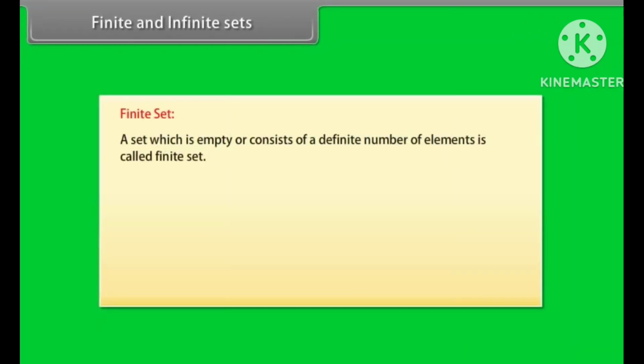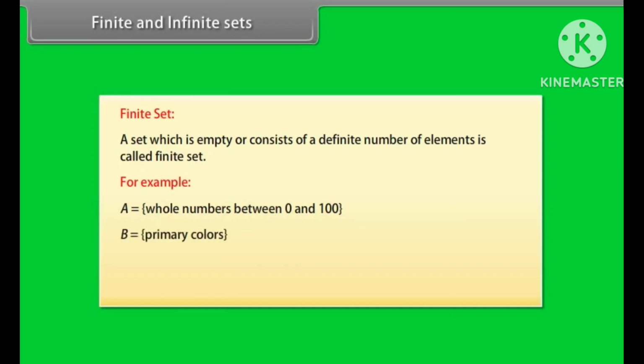Finite sets. A set which is empty or consists of a definite number of elements is called finite set. For example, A is equal to whole numbers between 0 and 100. B is equal to primary colors. C is equal to prime numbers less than 12. These are the finite sets.